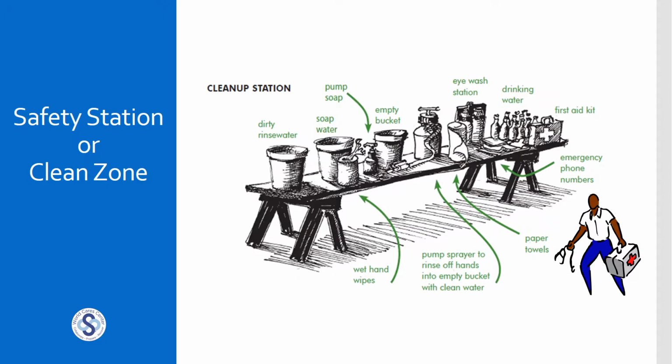This is an example of a safety station or a clean zone. As you can see, there's several rinse buckets, and you have an eye wash station, drinking water, a first aid kit, and emergency phone numbers.